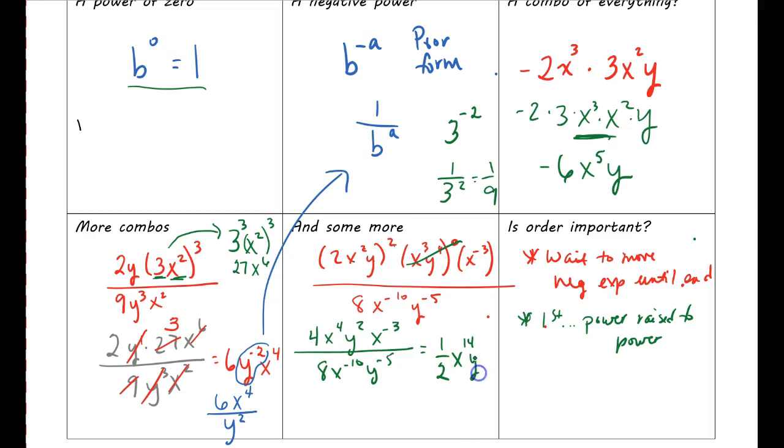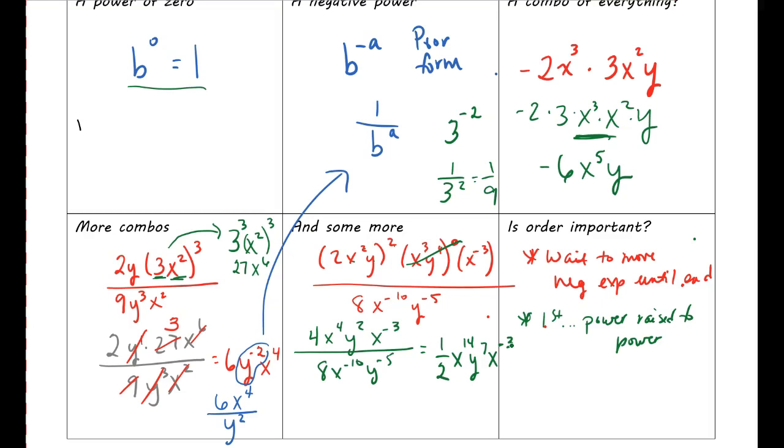With the y's, I've got 2 minus negative 5. So 2 minus negative 5 is positive 7. And then with the x, there's no one on bottom, so it's really still just x to the negative third.